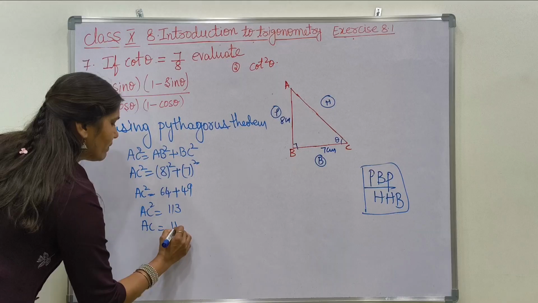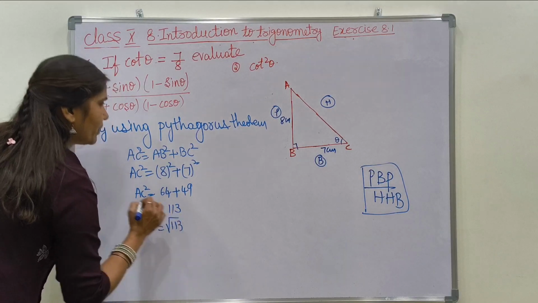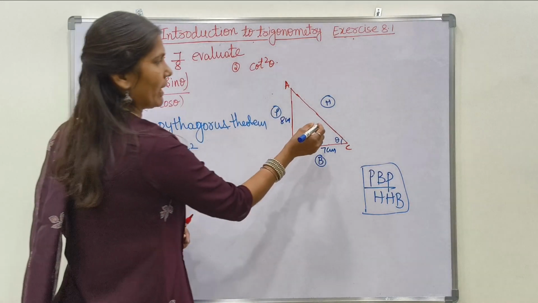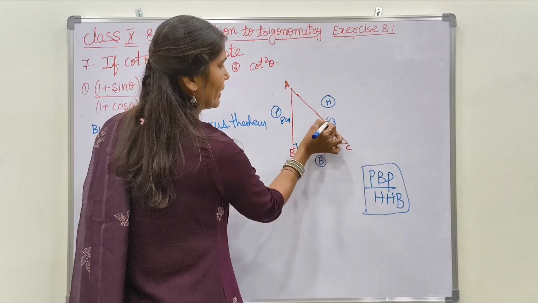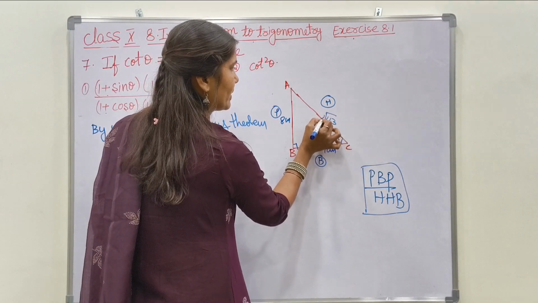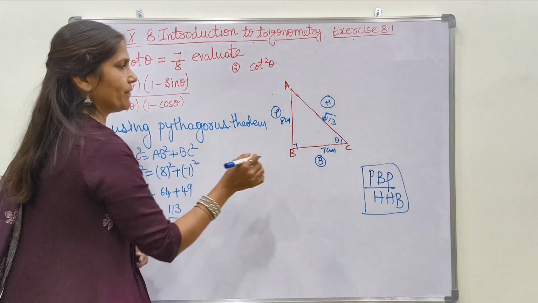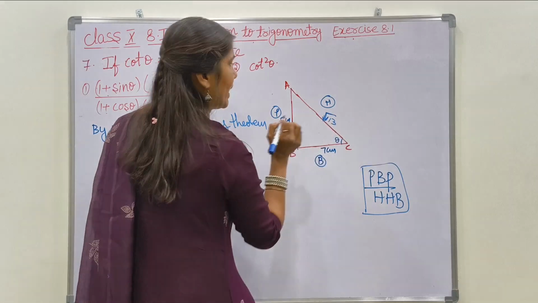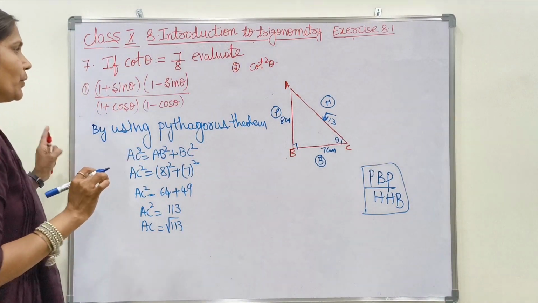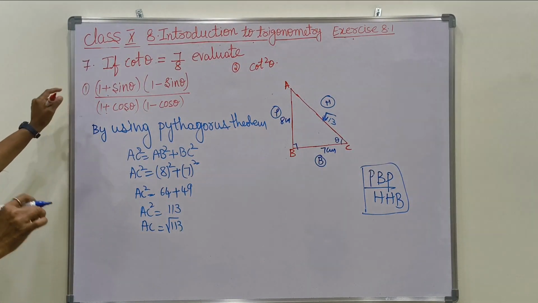AC is equal to what? Root 113. Now you got the AC value, root 113. Okay, this value finding is finished. This value is root 113. Okay, now the first question we will do.